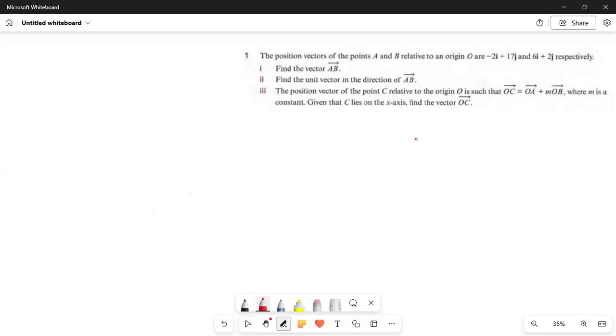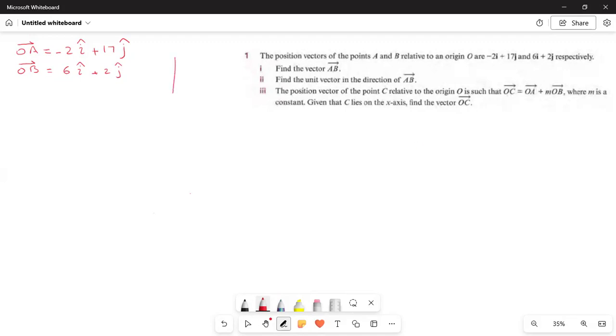We are given that the position vectors of the points A and B relative to an origin are these. OA, the position vector of A with respect to the origin O, is given as minus 2i plus 17j, where i is the unit vector along the x-axis and j is the unit vector along the y-axis. Similarly, OB, the position vector of point B, is given as 6i plus 2j, respectively. Find the vector AB.